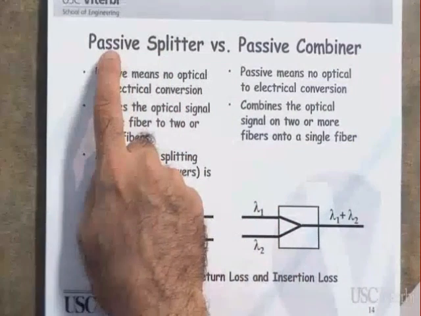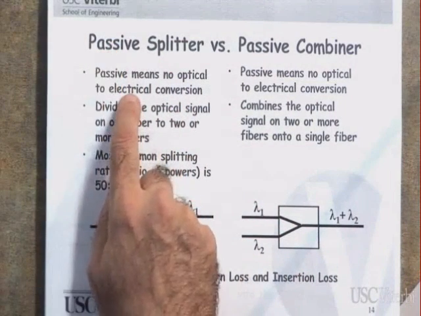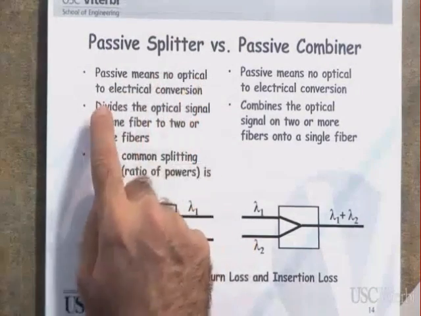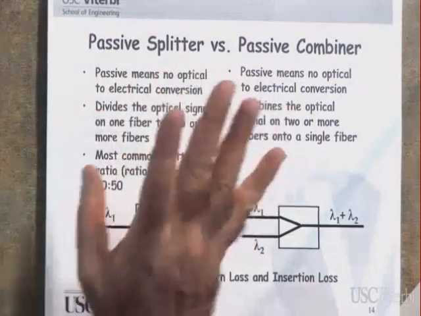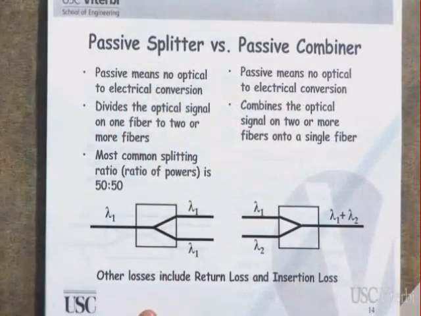What is a passive splitter? First of all, whenever you hear the word passive, what does it mean? It means that there is no optical to electrical conversion. If there is conversion, we call it an active device. This is a passive device.